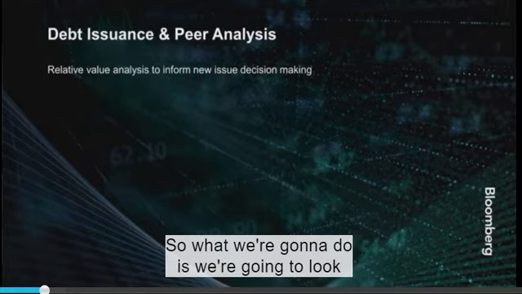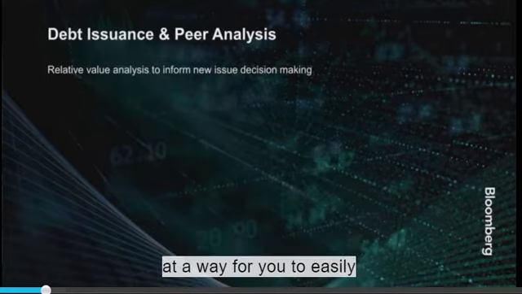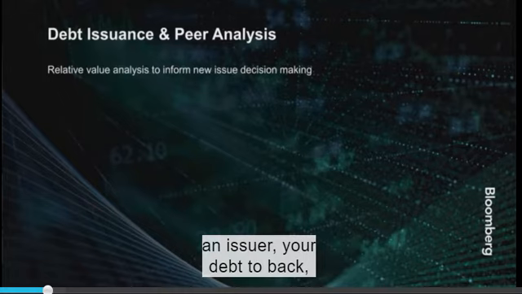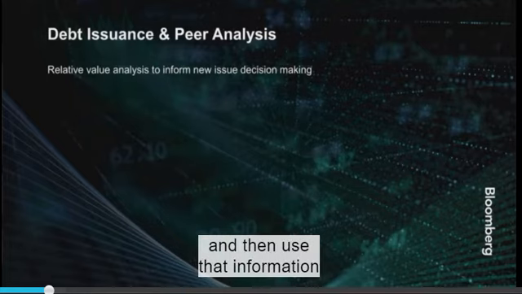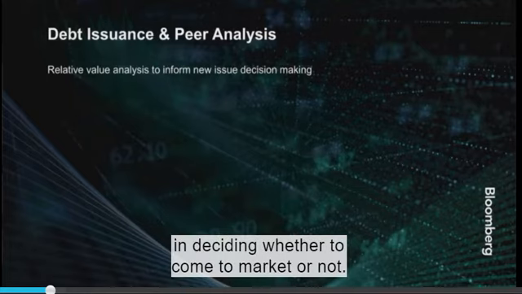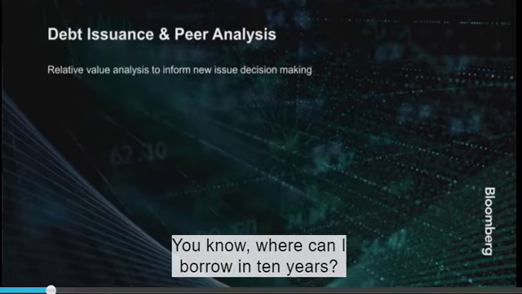So what we're going to do is look at a way for you to easily be able to look at, as an issuer, your debt stack, look at your curve, look at similar for peer issuers, and then use that information in deciding whether to come to market or not. You know, where can I borrow in 10 years?